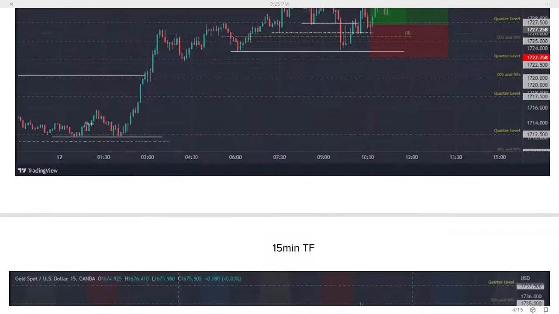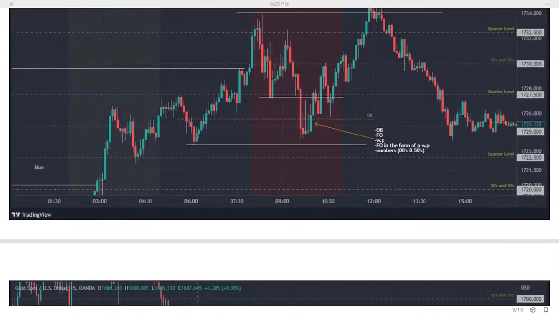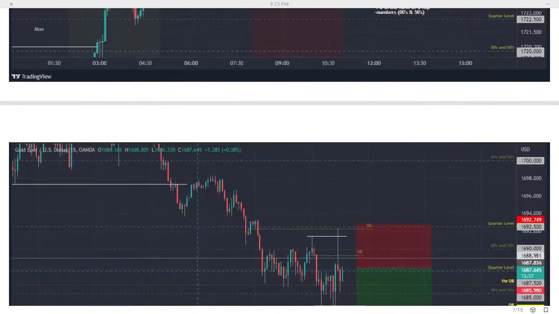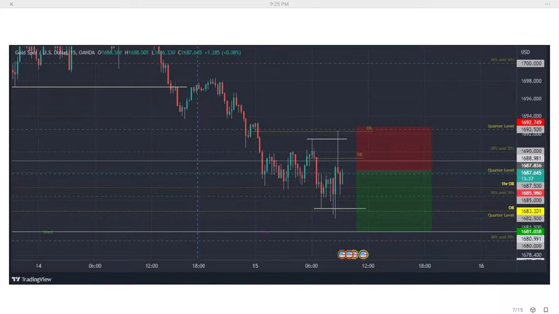Now let's go to the second trade. And here it is. We have two order blocks that price action tapped into. Now, here we have price tapping into this order block. That's our first confirmation. And reacting off of this price level, 1690, that's the second confirmation.